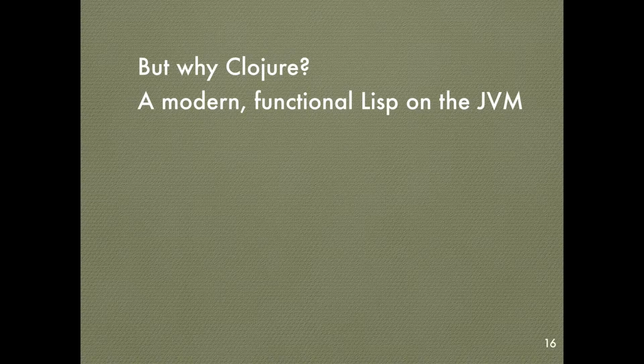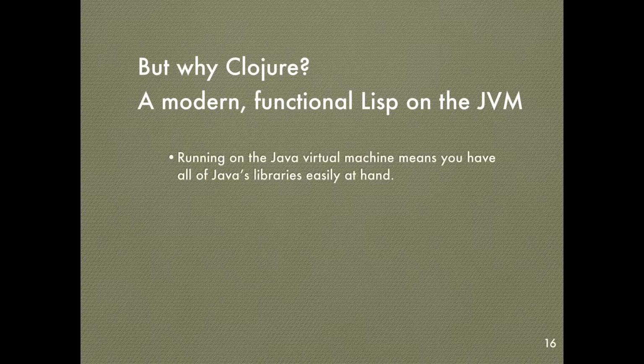So the final piece of that, right, it's a modern functional Lisp that runs on the Java virtual machine. And that is, in a lot of ways, a really critical piece of why I'm advocating for it in this context. As James brought up, one of the biggest reasons is that you've got all the Java libraries immediately available to you. They're trivial to call, with no hassle, no ceremony at all. If you can call it in Java, you can call it just as easily in Clojure.